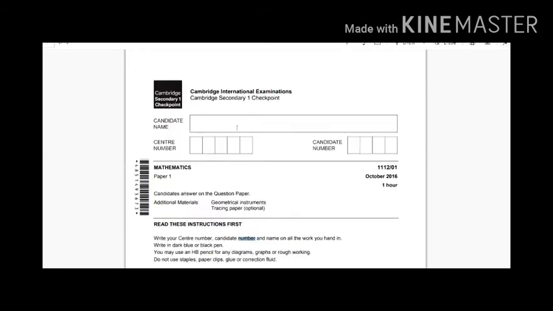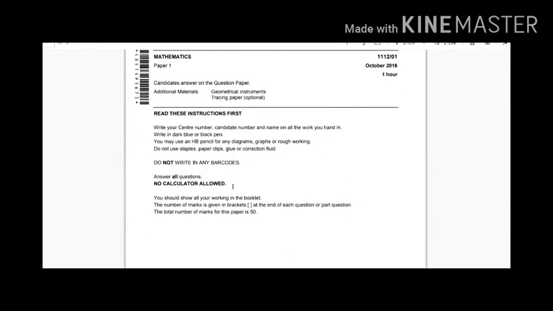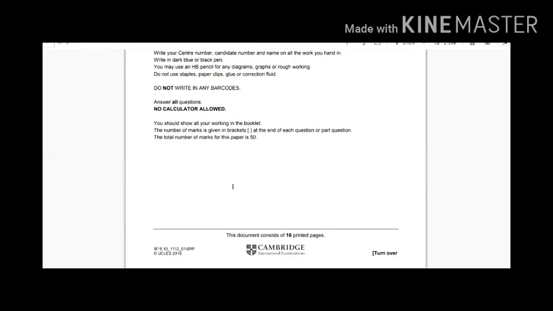So in this paper you see the instructions are given. This is a 1 hour paper and it takes 50 marks, and a calculator is not allowed in this paper. With the geometrical instruments you can take tracing paper for similarity, congruency and rotation, and finding the reflection. They use tracing paper. So now come on to the paper.